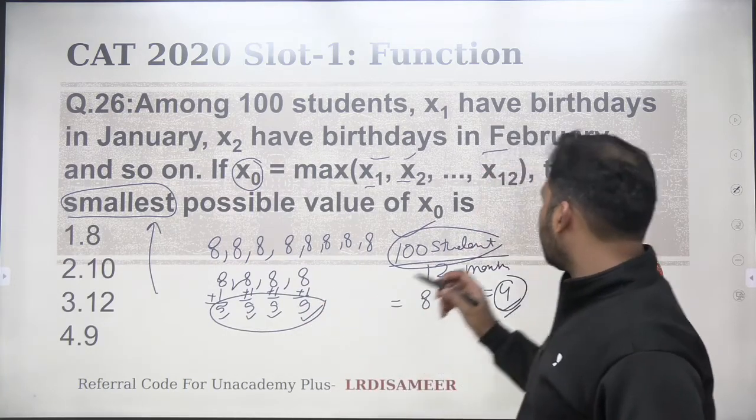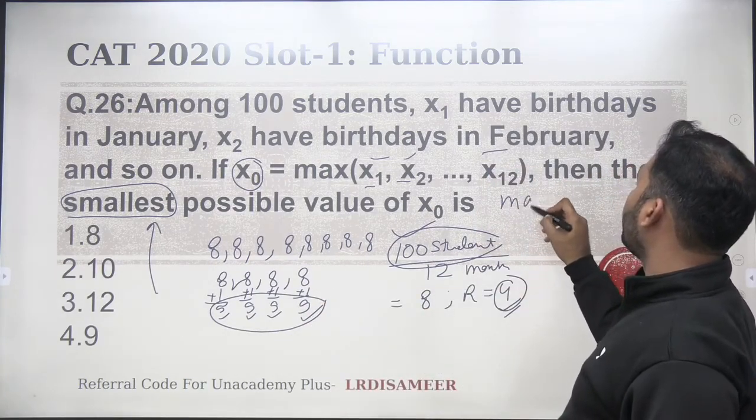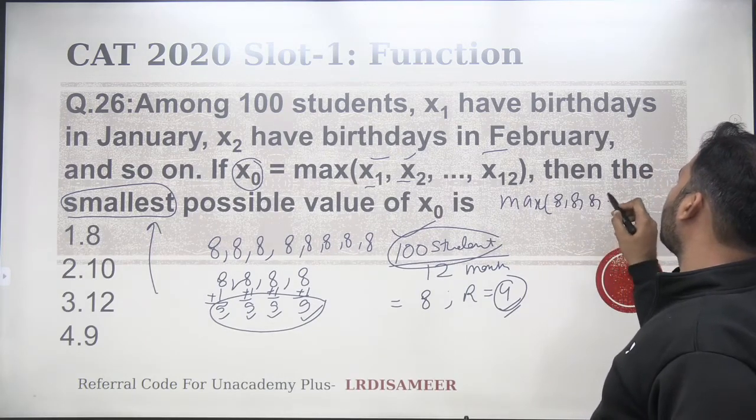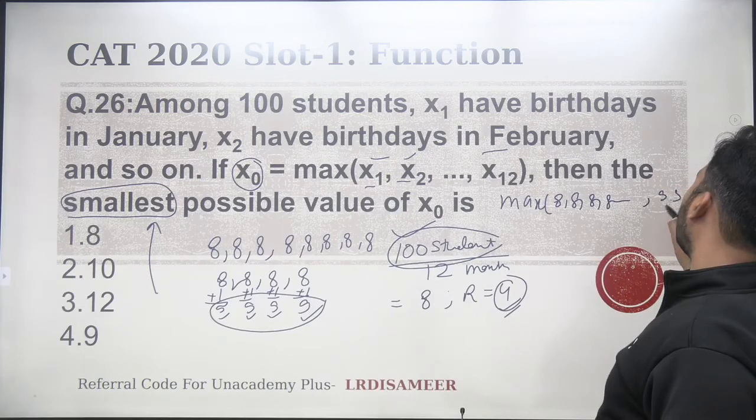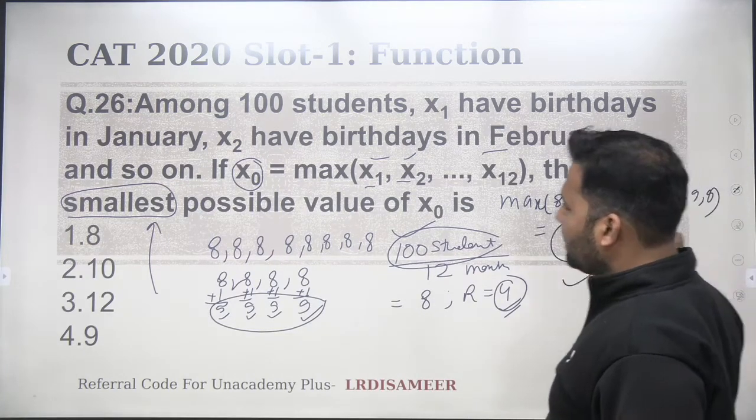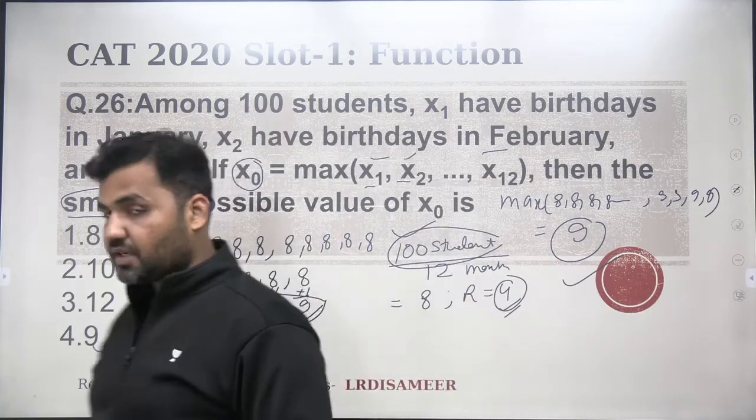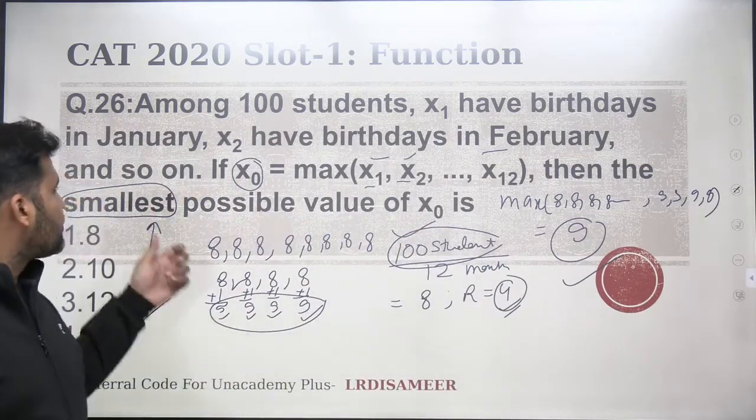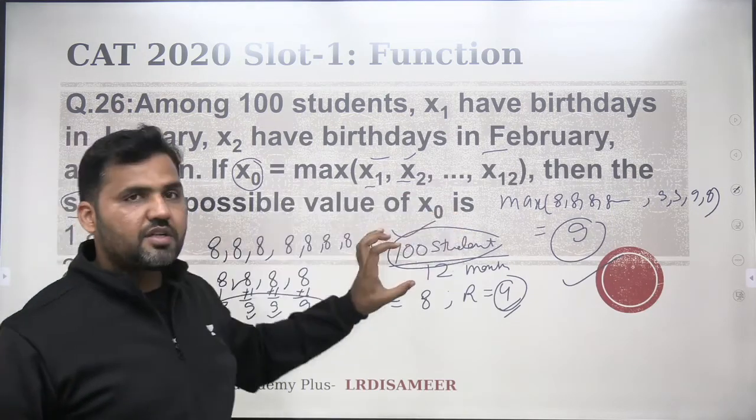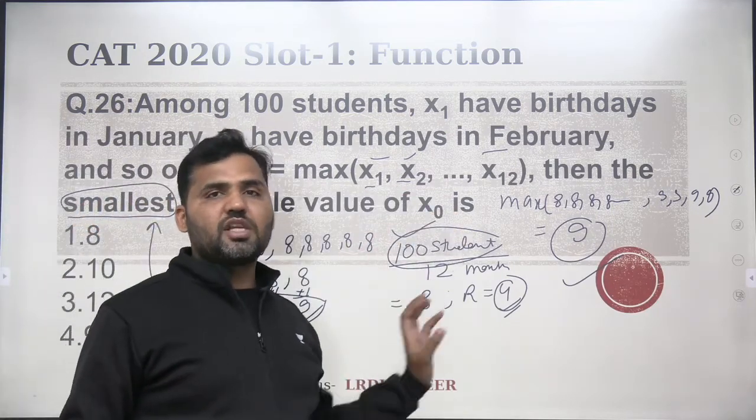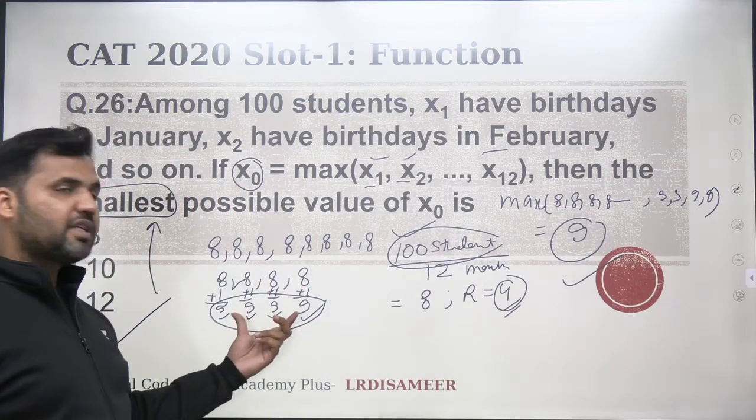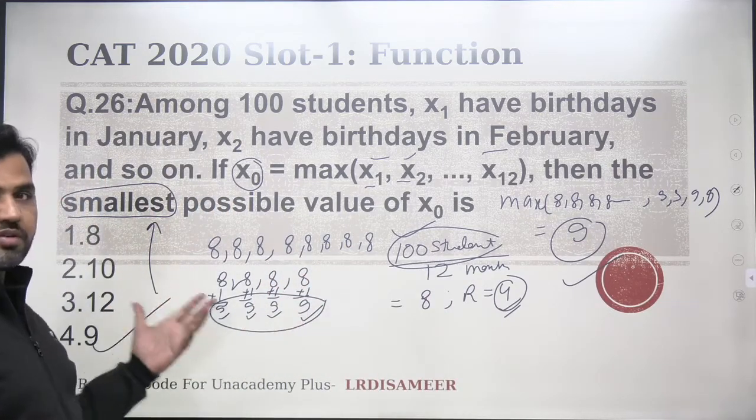So in this case, if I have to find the value of x0, which is the maximum of 8, 8, 8, 8, 8, and 9, 9, 9, 9, you see that the maximum value that comes out will be 9. So 9 is the correct answer to the question. That's it. The purpose was to minimize it. So I was dividing 100 students among 12 months as closely as possible to reduce the value, right? To make it as minimum as possible. So the answer to the question is 9.